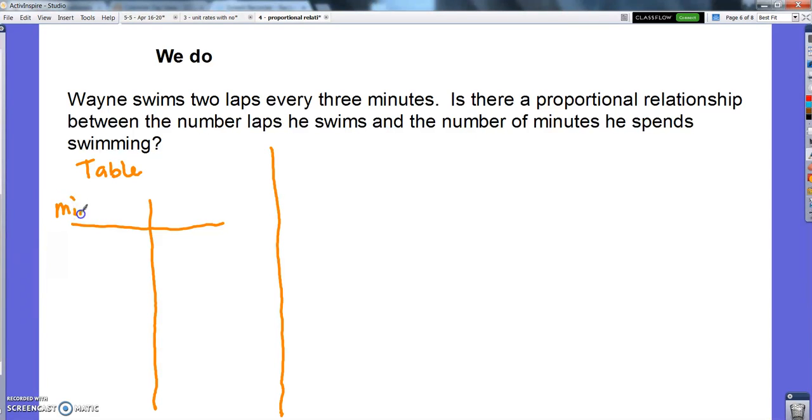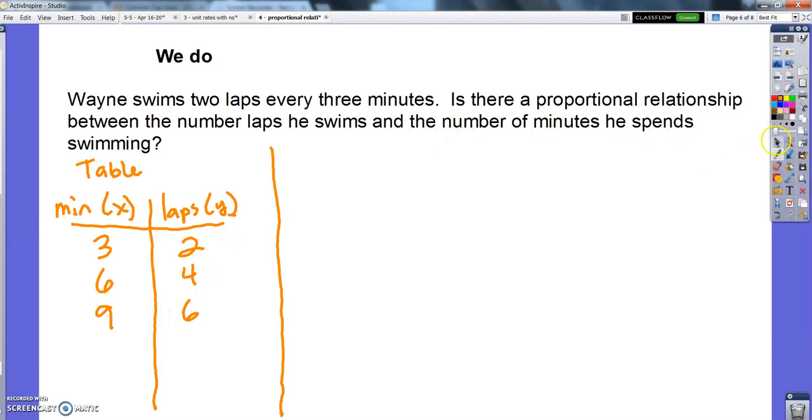So I'm going to do minutes will be my independent, laps my dependent. That's not super important today. I'm just reminding you how it works. You would be fine if you reversed those today and did the laps on the left. It wouldn't matter. 2 laps every 3 minutes. So in 3 minutes, he swims 2 laps. 6 minutes, he swims 4 laps. 9 minutes, he swims 6 laps. And so on and so forth.